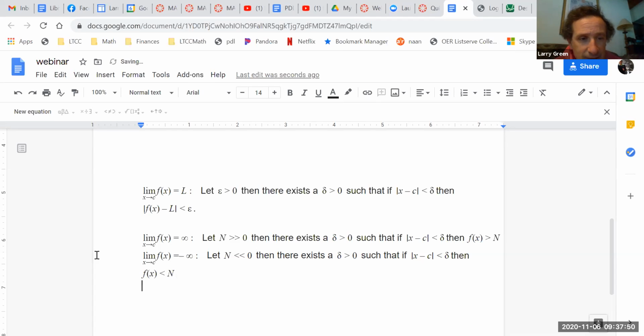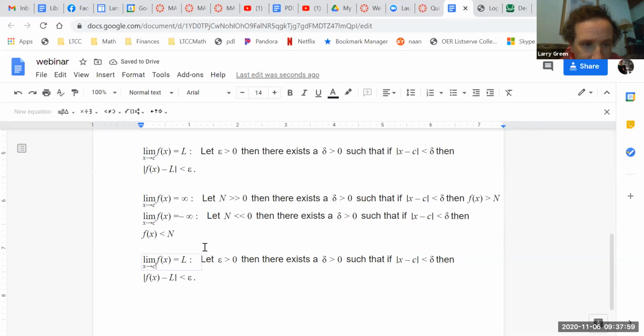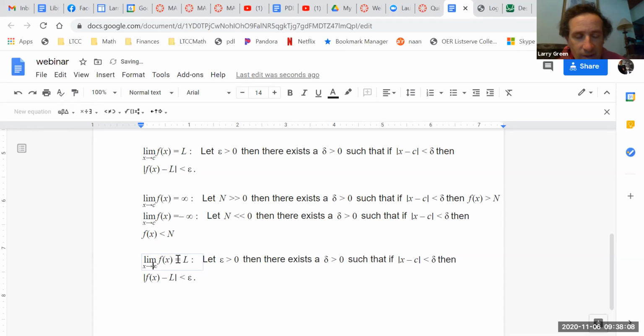Okay, next thing I want to do is take this limit and say, well, what if x goes to infinity instead of c, and we want to get to an L. So now we let epsilon be greater than 0, because now we want to be near L, and epsilon tells you how close to L you are, whereas delta tells you how close to c you are. So in this case, we don't want delta to be greater than 0 anymore. Now we want N to be much greater than 0.